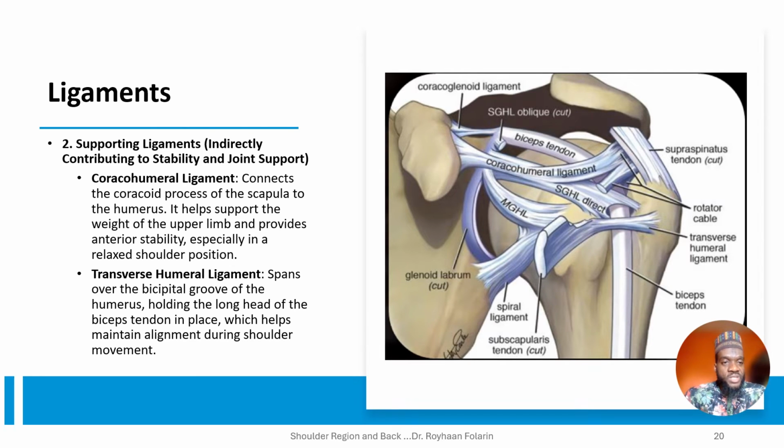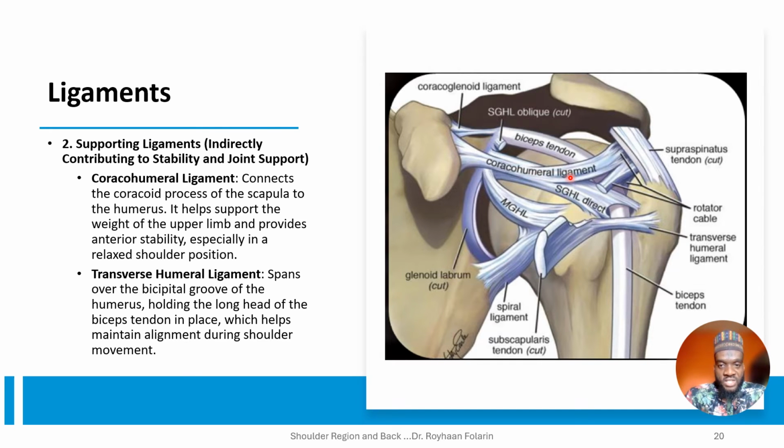So we have some other supporting ligaments which contribute also, but indirectly, to the stability of the shoulder joint. So we have particularly the coracohumeral ligament, which runs from the coracoid process to the humerus here. So it connects the coracoid process while helping to support the weight of the upper limb and providing anterior stability, especially in a relaxed shoulder position.